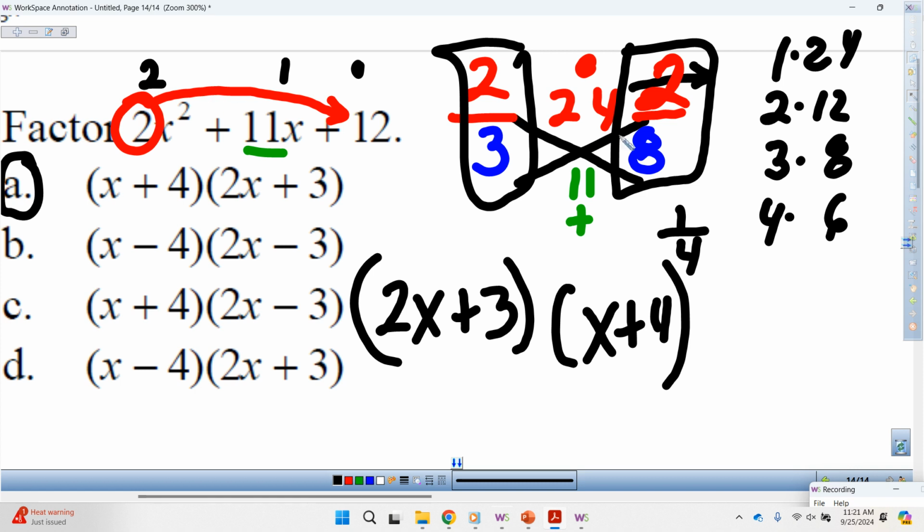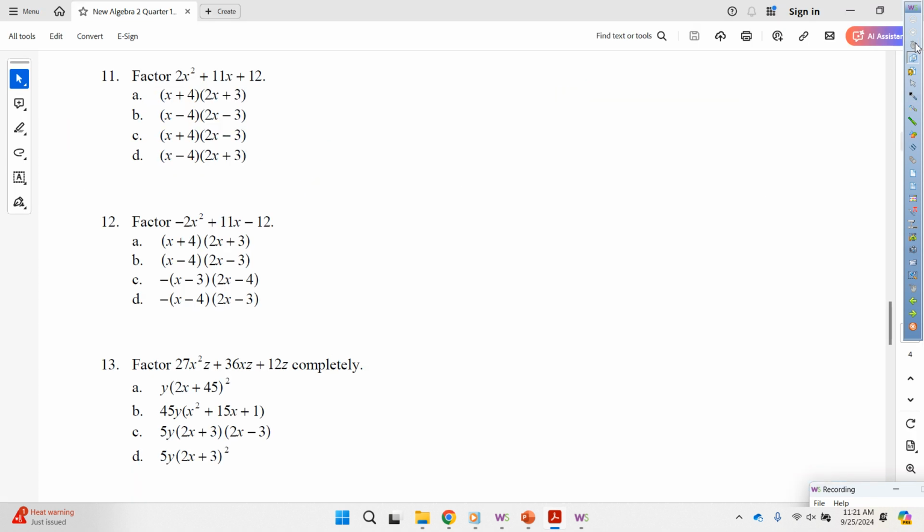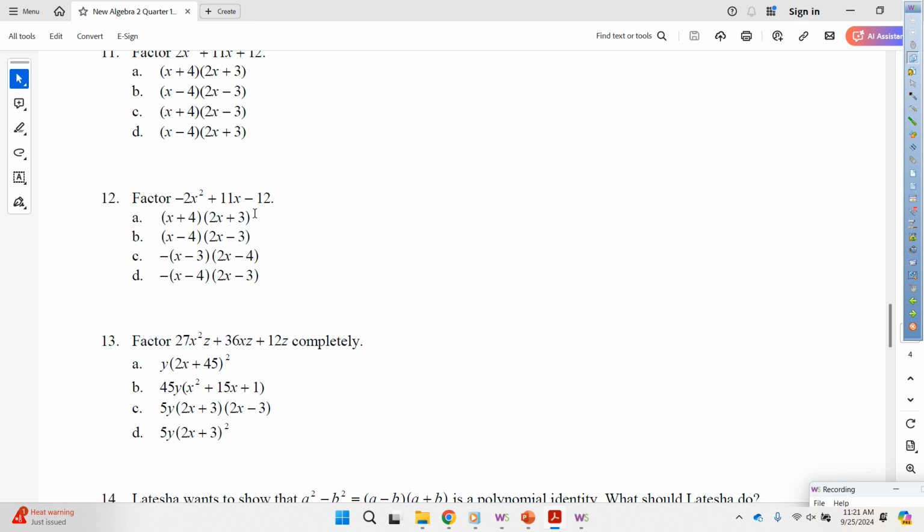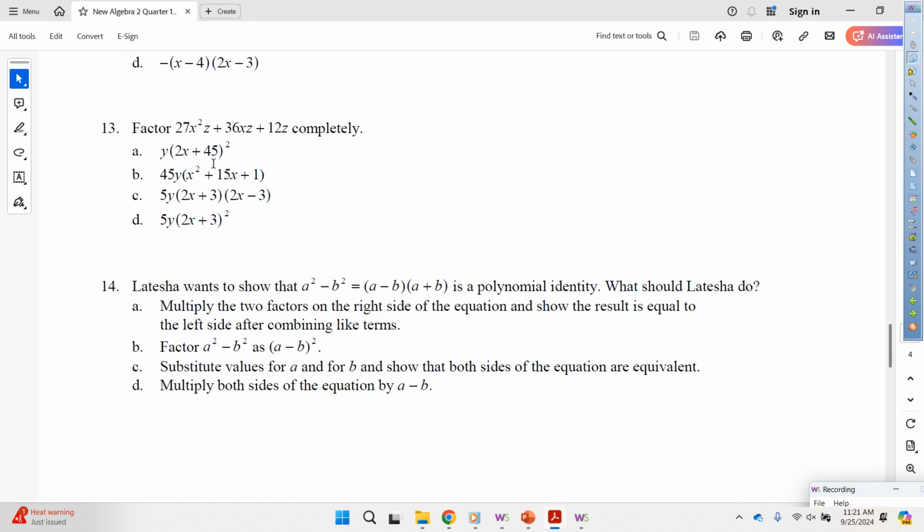You're like, Mr. Q, just give us a lot of benchmarks. We got this. All right. Number 12 we did on the warm-up. Yes. Check your work with that one. Let's go to number 13.